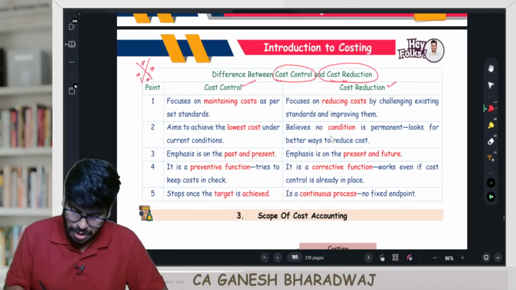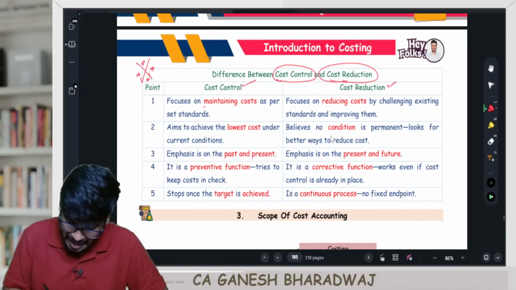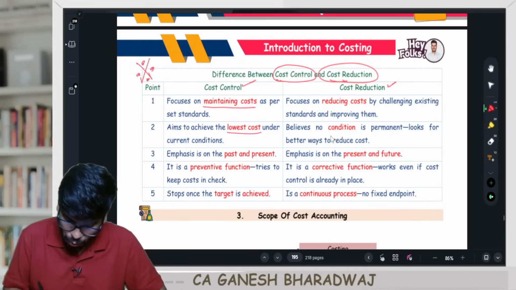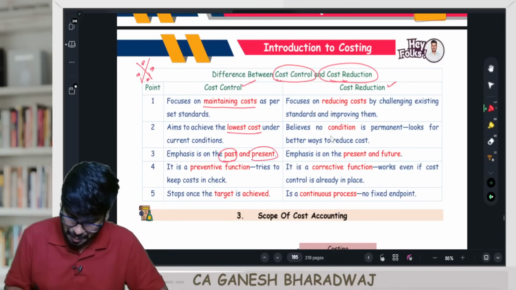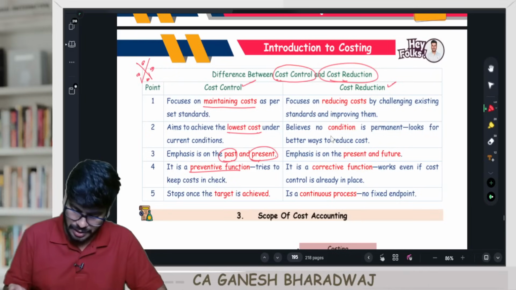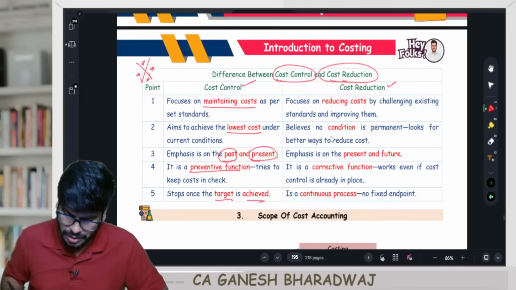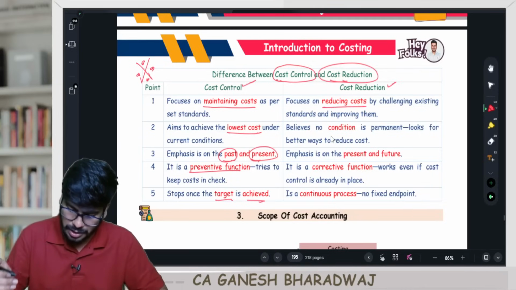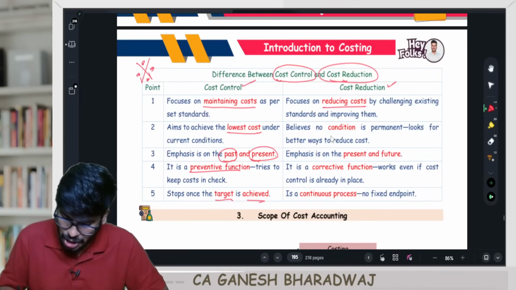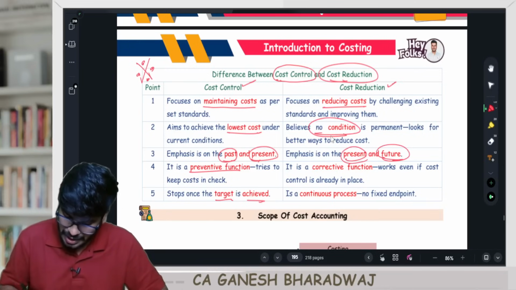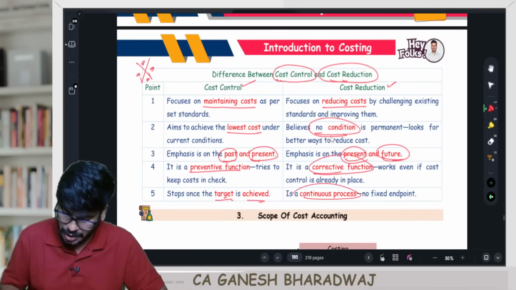Look at this. Cost control focuses on maintaining cost as per the standards, right? It aims to achieve the lowest cost under the current conditions. Emphasis is on past and present. It is a preventive function, that is, it tries to keep costs in check and it stops once the target is achieved. Whereas cost reduction focuses on reducing the cost by challenging the existing standards, believes no condition is permanent, emphasis is on present and future, it is a corrective function and it's a continuous process.